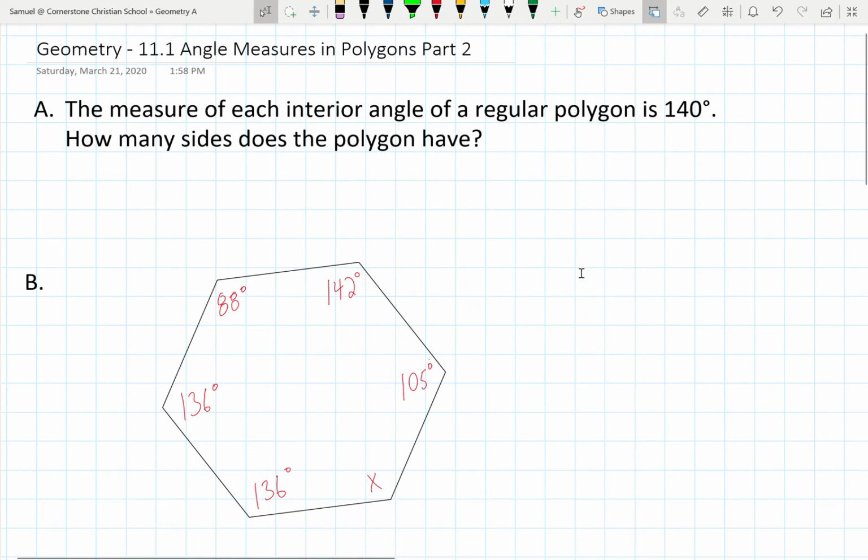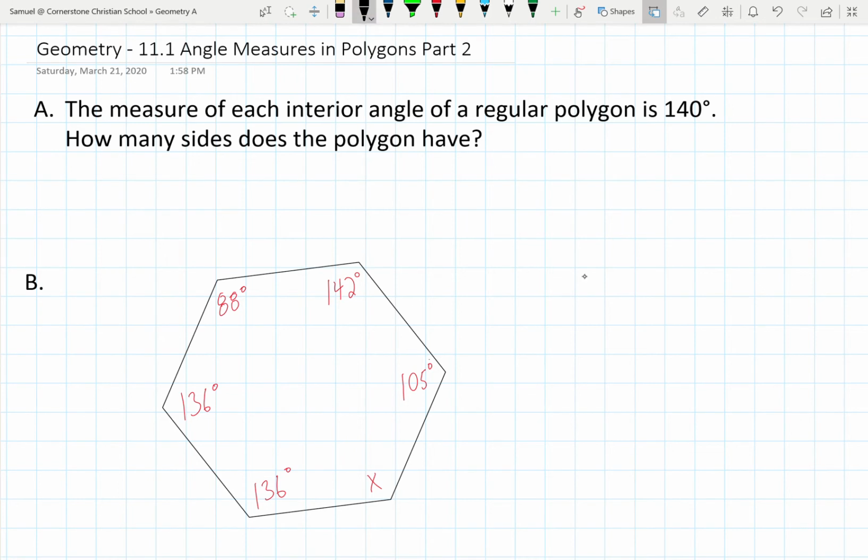In the last lesson, we discussed the sum of the interior angles of different types of polygons. Now we're going to use that information to figure out how many sides something has if we know an interior angle or how many angles there are and so forth. So example A: the measure of each interior angle of a regular polygon is 140 degrees. How many sides does the polygon have? So we're going to work backwards now.